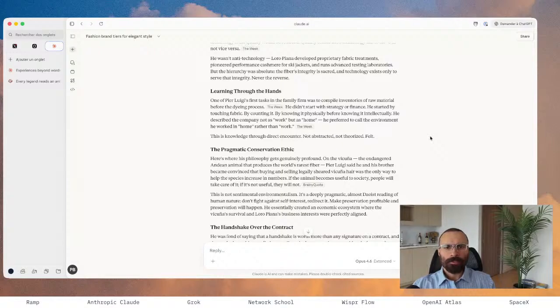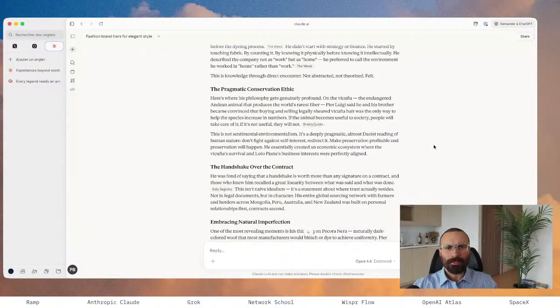One of Pierre Luigi's first tasks in the family firm was to compile inventories of raw material before the dyeing process. He didn't start with strategy or finance. He started by touching fabric, by counting it, by knowing it physically before knowing it intellectually. He described the company not as work but as home. He preferred to call the environment he worked in home rather than work. This is knowledge through direct encounter, not abstracted, not theorized, felt.